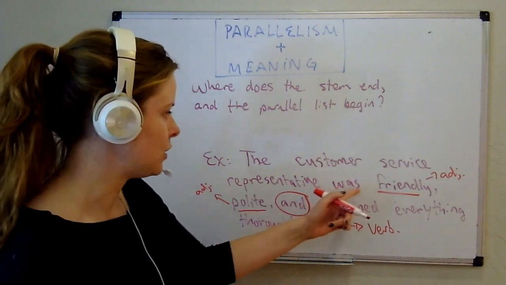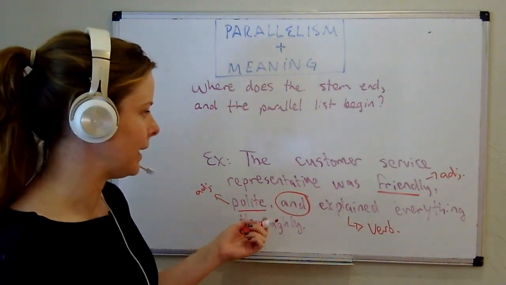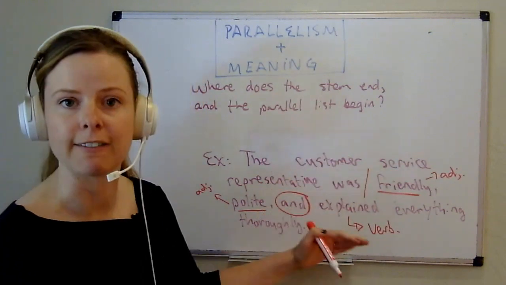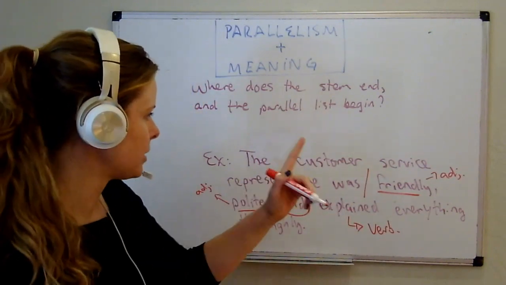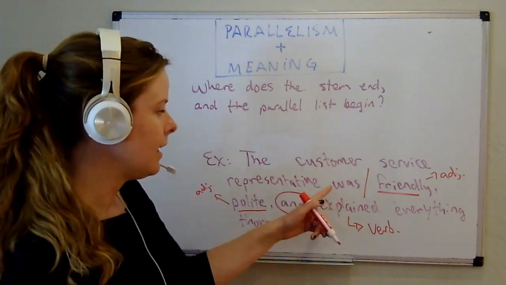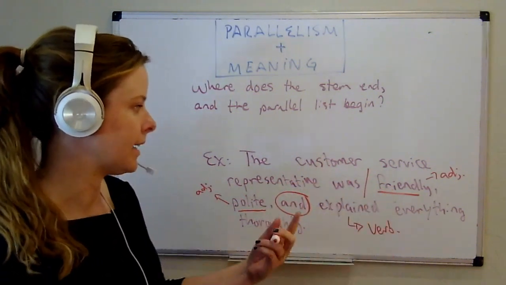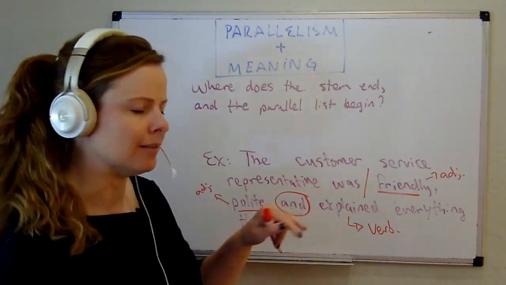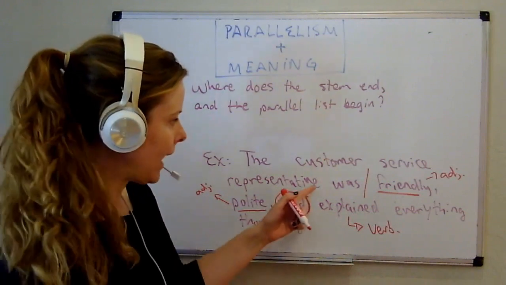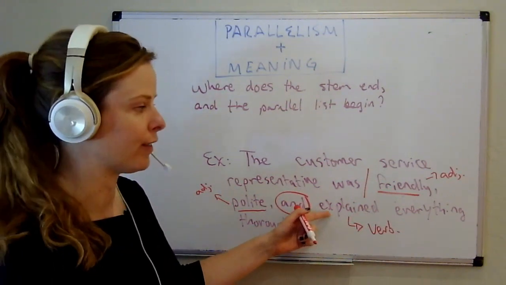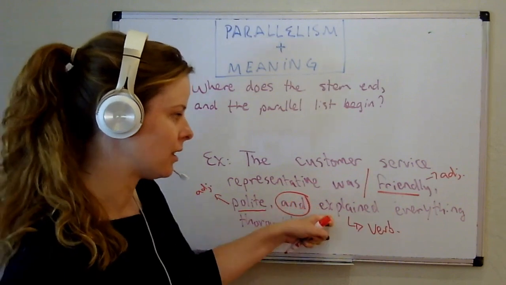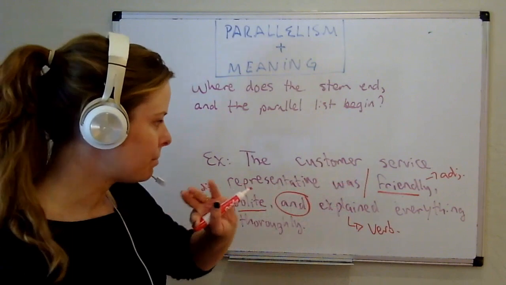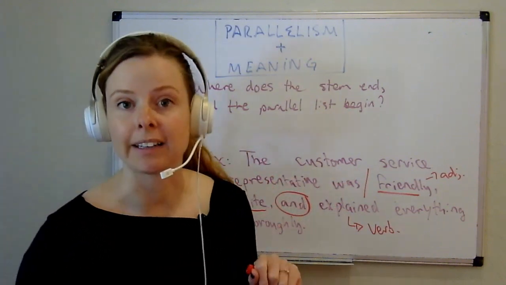If you do that with the first two legs here, it totally makes sense. So our stem ends here, right before our sentence splits off into this list. We've got: the customer service representative was. And then we start listing stuff. Was friendly, makes sense. Was polite, makes sense. Was explained everything thoroughly, suddenly no good. So what we have here is this verb gets repeated. We've got another verb here. So you really can't put this third thing in parallel after this particular stem. So pretty clearly, this does not work grammatically.